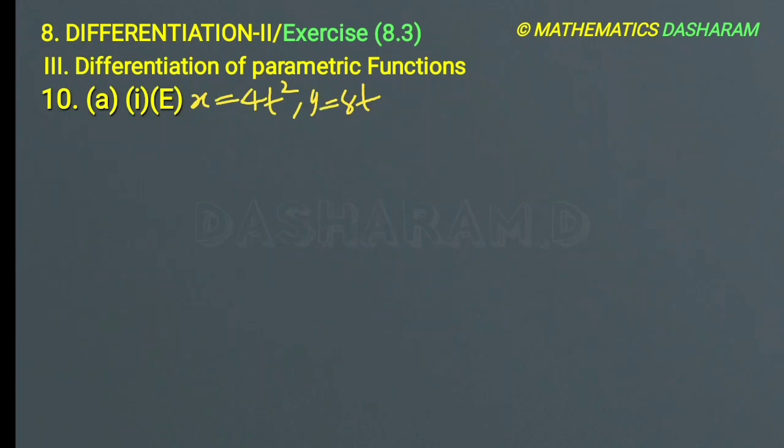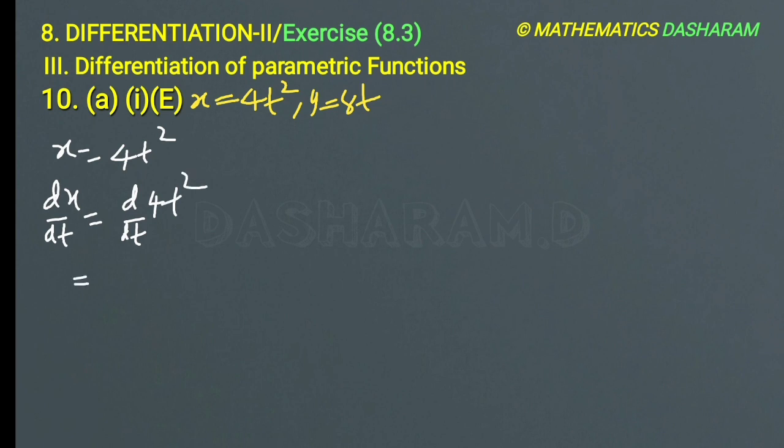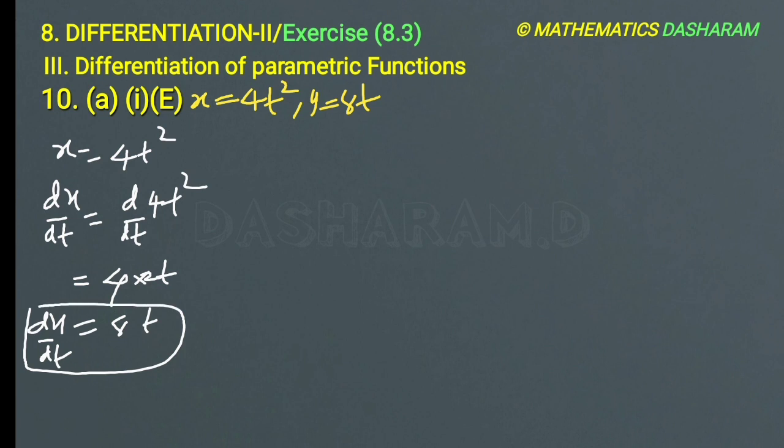Question number E: x equals 4t square, y equals 8t. First function x equals 4t square. Here x and y both are parametric functions because they are expressed in a third variable t. So that is why we do the derivative on both sides with respect to t. So d by dt of 4t square equals 4, a constant number, and the derivative of t square is 2t. So 4 into 2 is 8t. So dx by dt is 8t.